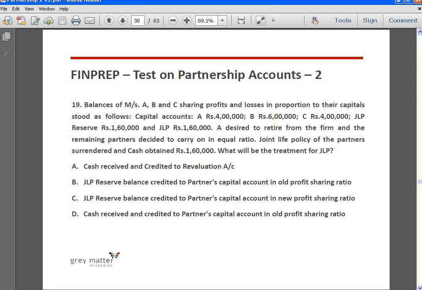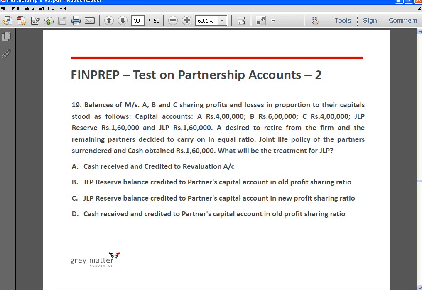Here, JLP is appearing in the balance sheet on the asset side at its surrender value, and correspondingly a JLP reserve has been created, appearing on the liability side as a reserve. When a JLP reserve is created and a policy is surrendered, whatever balance is there in the JLP reserve has to be distributed to all partners in their old profit sharing ratio, and the money received from the insurance company has to be credited to the JLP account.